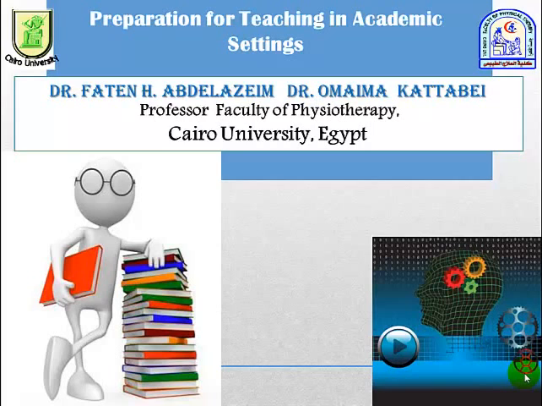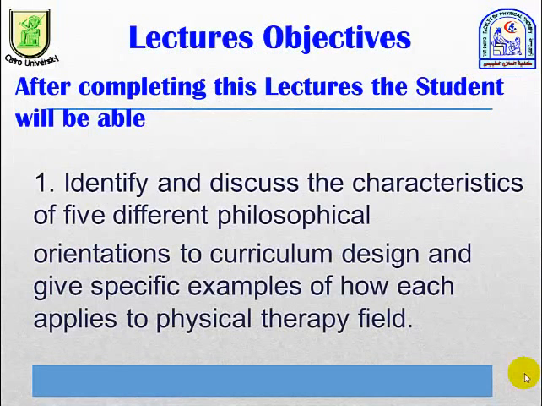In addition to that, we discussed different types of curricula: explicit, implicit, and non-curricular. So now the objective of this lecture will be to identify and discuss the characteristics of 5 different philosophical orientations to curriculum design, and give a specific example of how each applies to the physical therapy field.